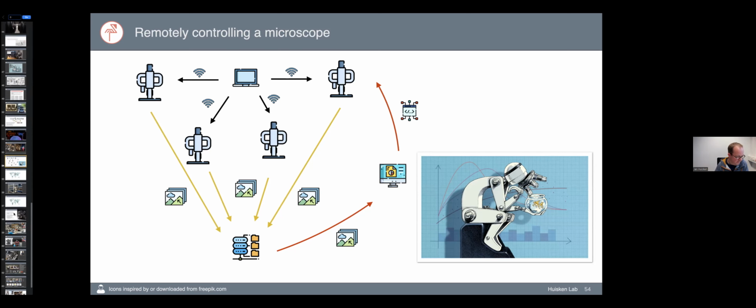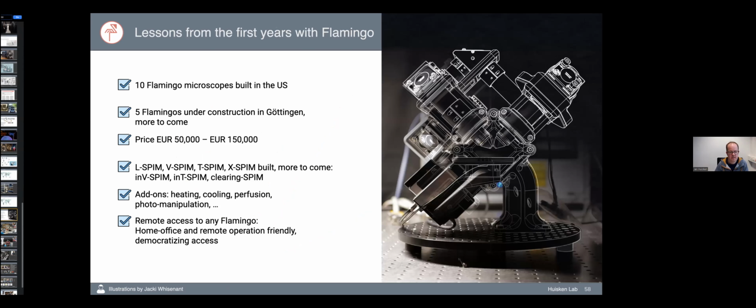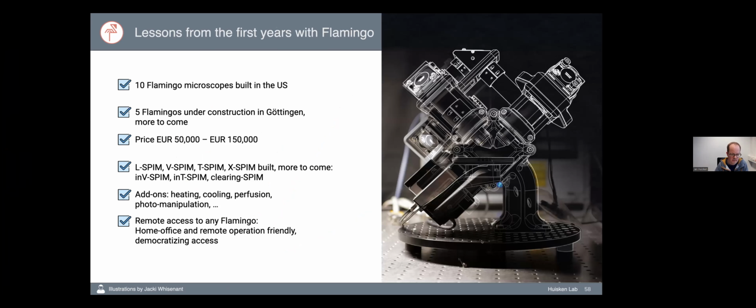So I'll quickly jump ahead and give you a summary on the few Flamingos that we've built so far. There are 10 systems that were built in the US. We're currently building more here in Göttingen. Prices range between 50 and 150,000 euros, depending on how complicated they are and what kind of cameras and lasers they're using. And as I said, it's all about the individual add-ons that are put on these systems, and they can be remotely controlled.